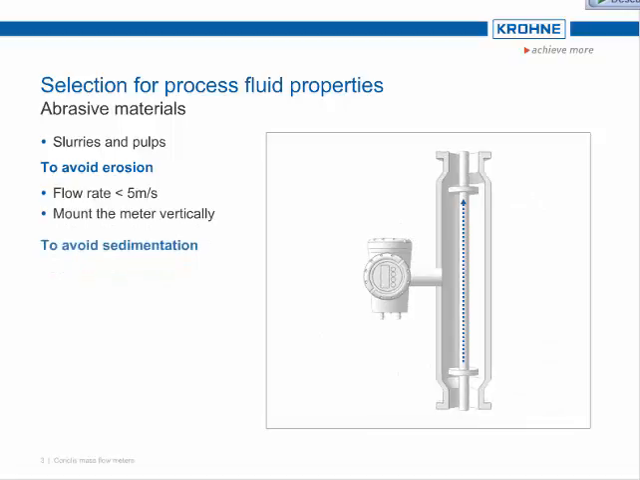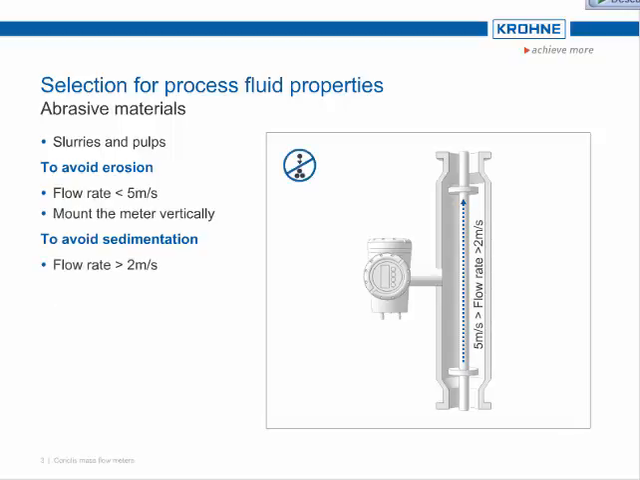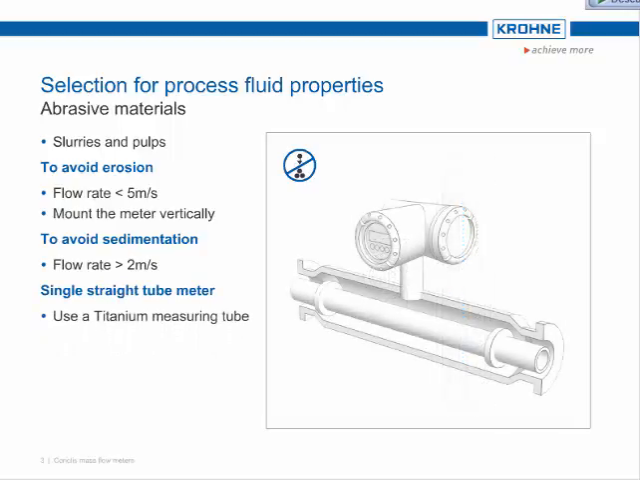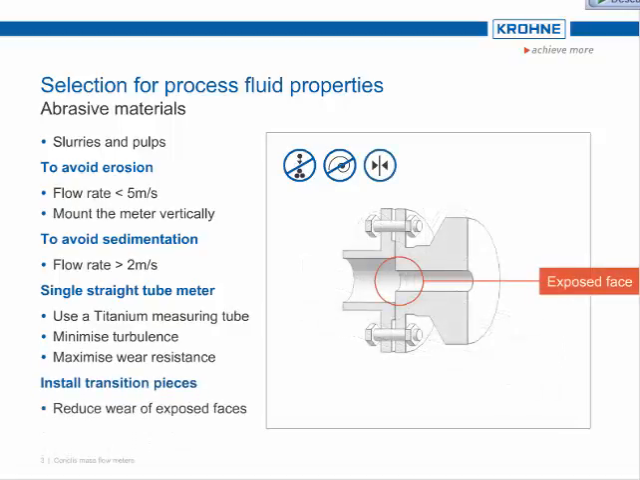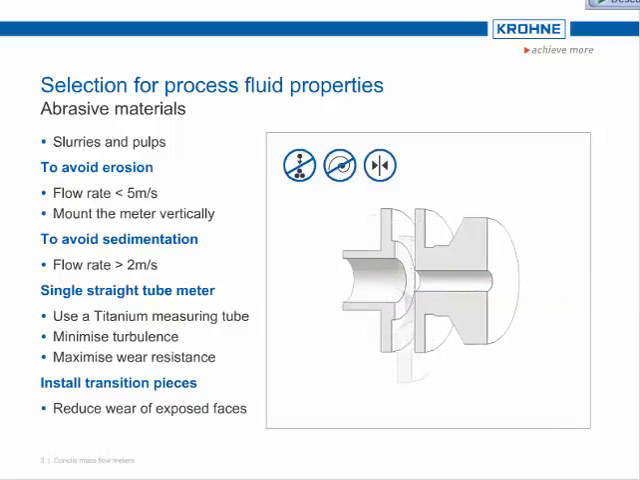But to avoid sedimentation where the solids can coat the measuring tube wall, keep the flow velocity above 2 meters per second. Use a single straight tube meter with a titanium measuring tube wherever possible to minimize turbulence and maximize wear resistance. To limit the erosion of the exposed flange raised face, install transition pieces. These must be sized to suit the exact customer pipe size and the meter to which it is being installed.